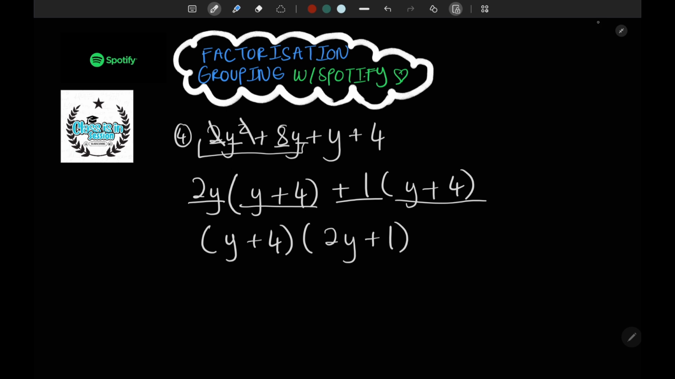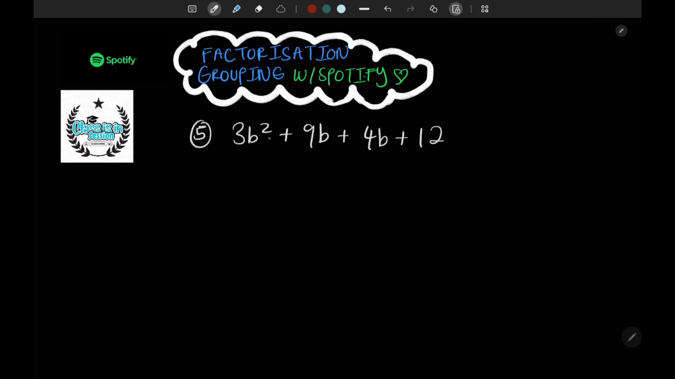Now let's move to number 5. Let's do 3b squared plus 9b plus 4b plus 12. What's the first step? Factorize the first two terms. We have 3b squared plus 9b. 3 and 9 have something in common, and we also have b and b. So what is the highest common factor?